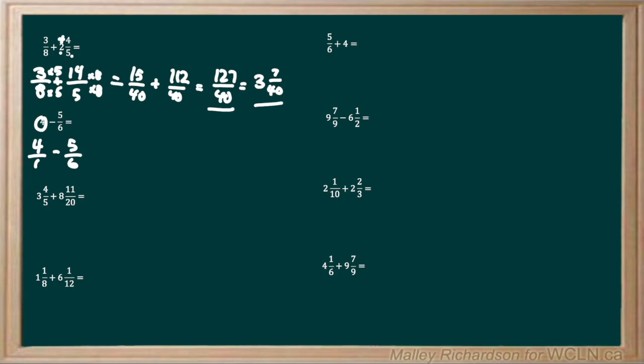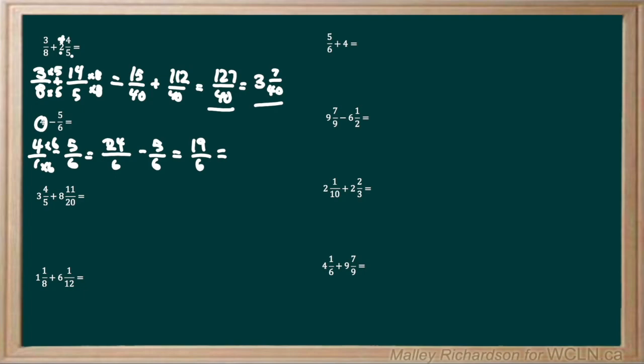So this 4 over 1 can easily change to have a denominator of 6 if we multiply the top and bottom by 6. 4 times 6 is 24, and then 1 times 6 is 6, and then we subtract that by 5 over 6. 24 minus 5 is 19, so we have 19 over 6 as our improper fraction. And now we want to change this into its mixed number.